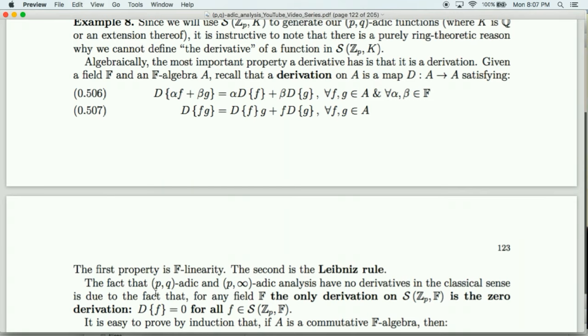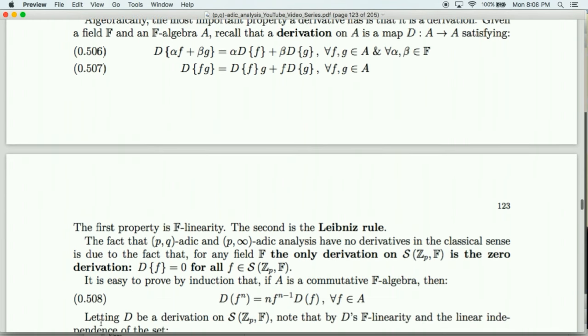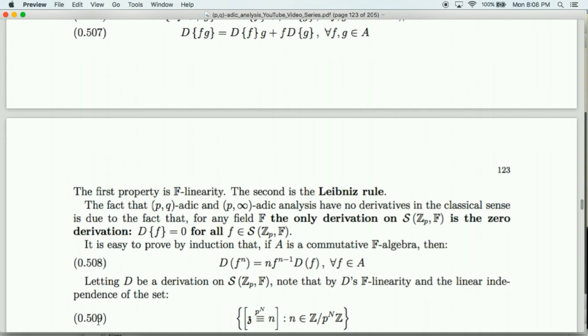The fact that p,q-adic and p,infinity-adic analysis, this means the analysis of functions from the p-adics to the q-adics where p and q are distinct, and the functions from the p-adics to the reals or complexes, have no derivatives in the classical sense, is due to the fact that for any field F, the only derivation on S(Z_p, F) is the zero derivation, which sends everything to zero. And we can prove it, and the proof is as follows.